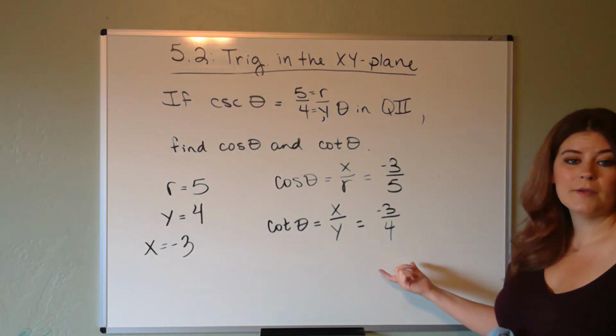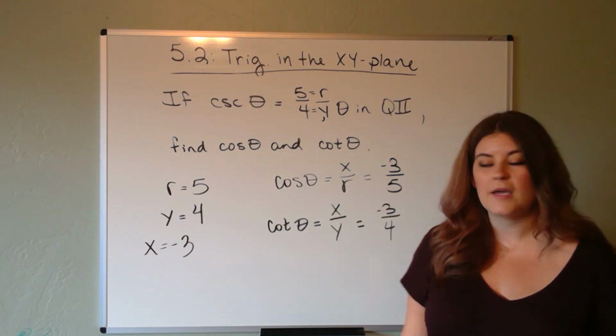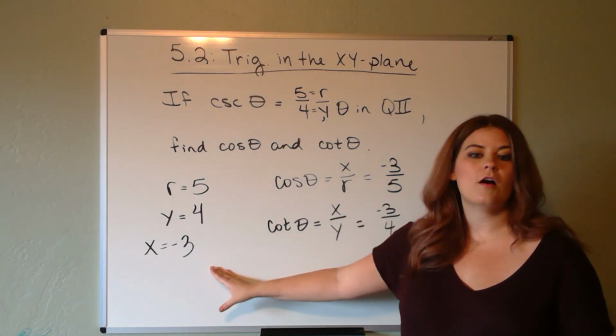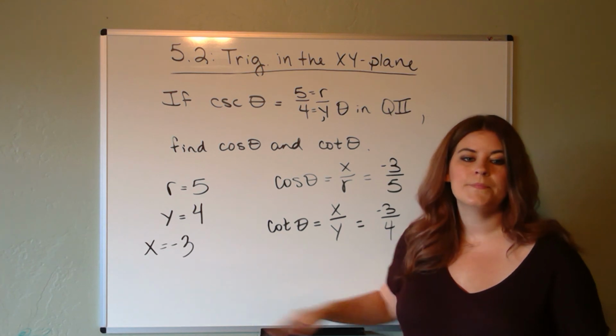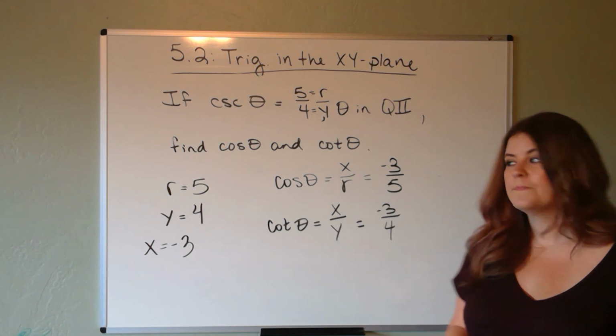And again, you could just keep going. You could find the other 3 if you had to. This unlocks all of them, knowing x, y, and r. You just have to know, what are they giving me and what do I need to find?